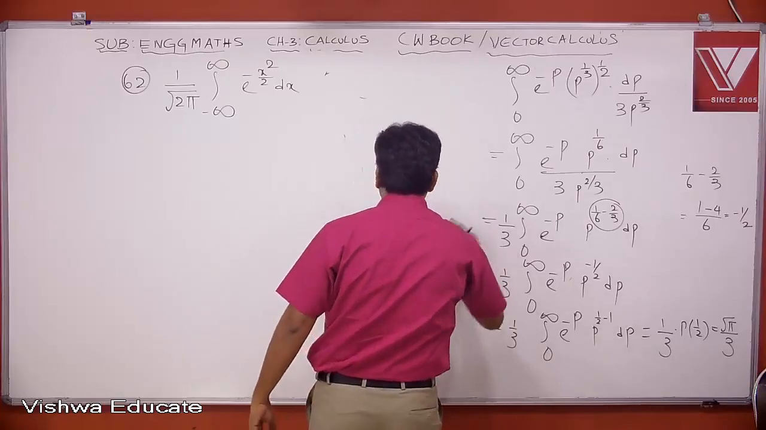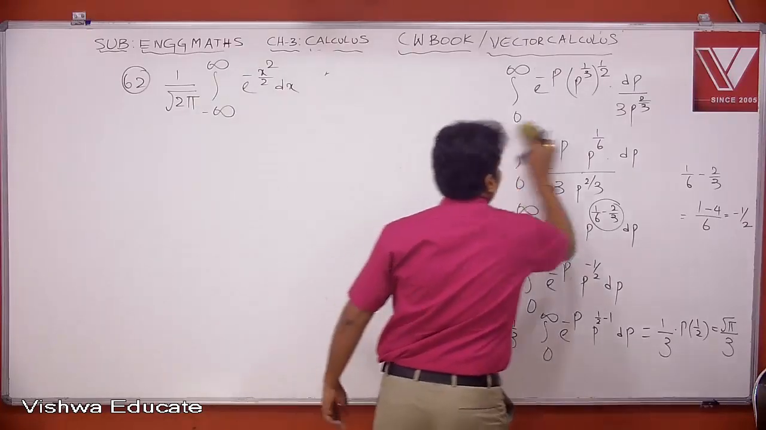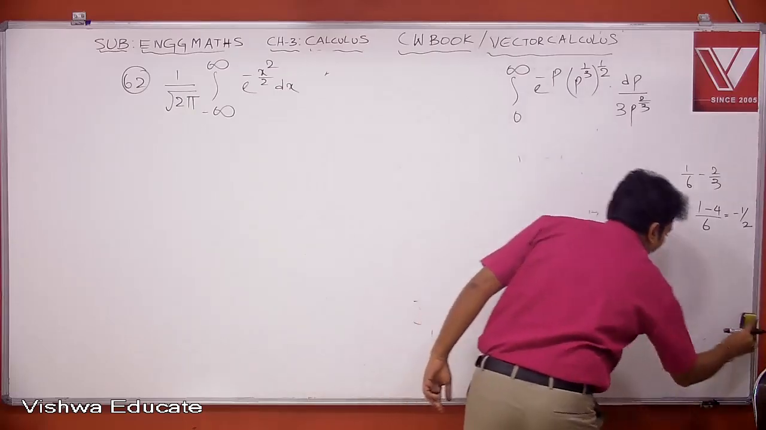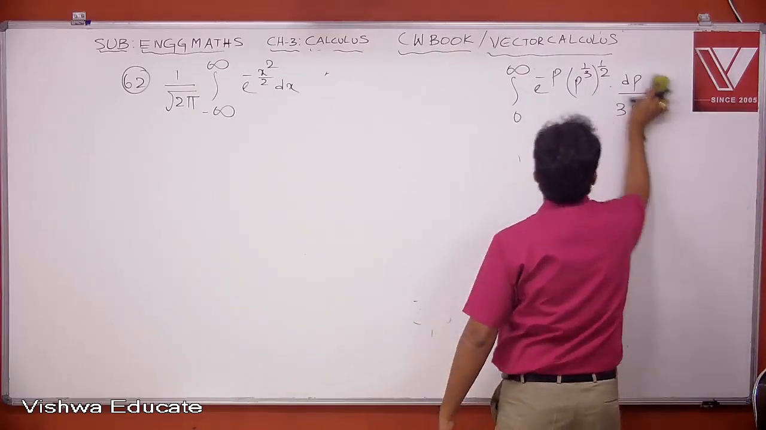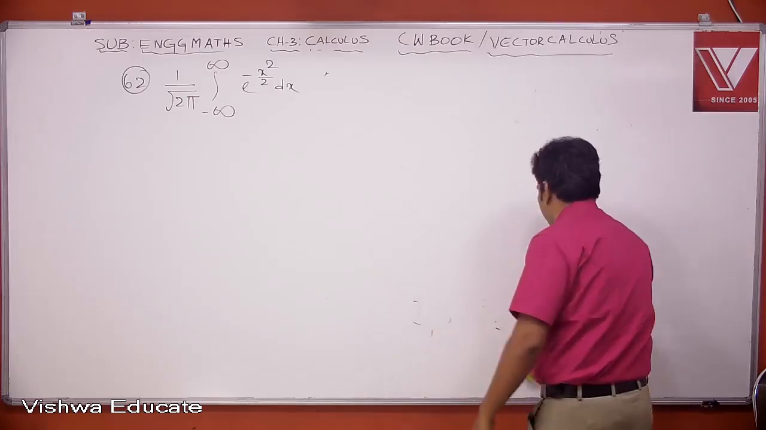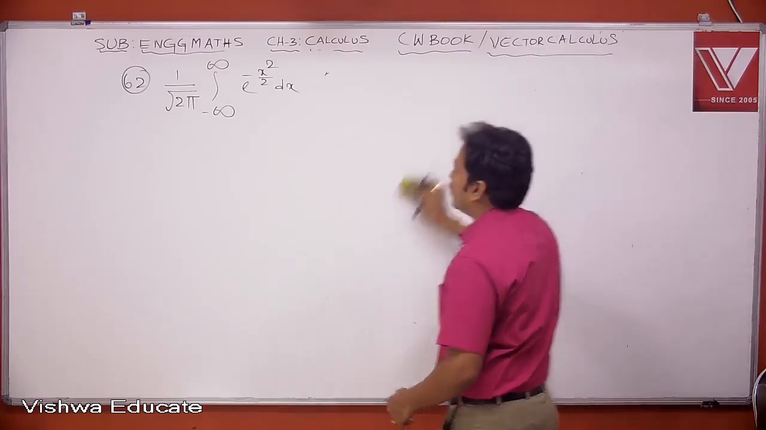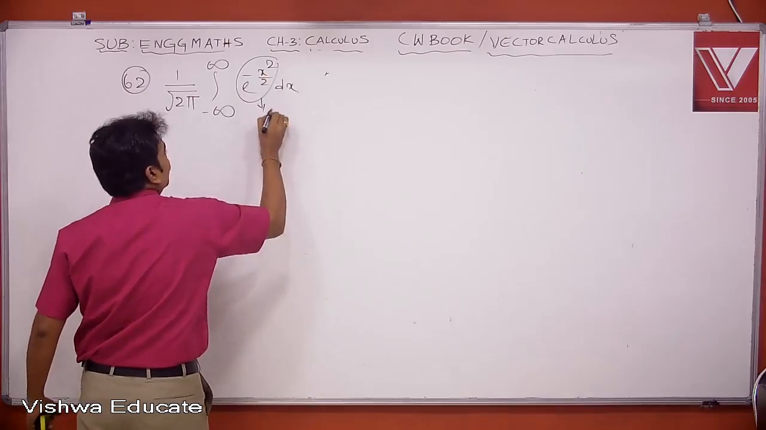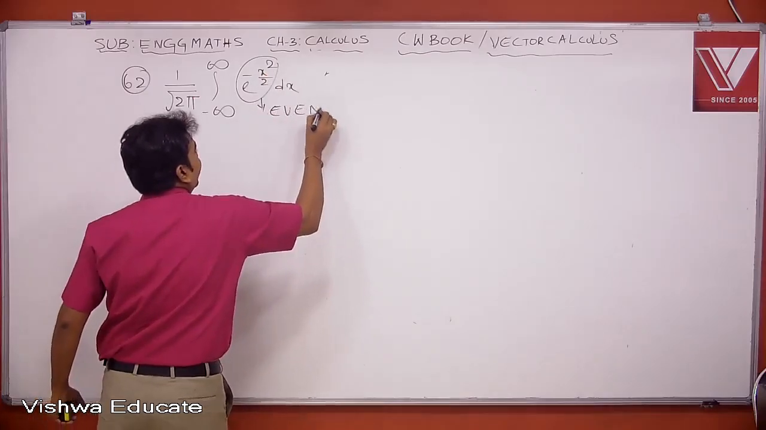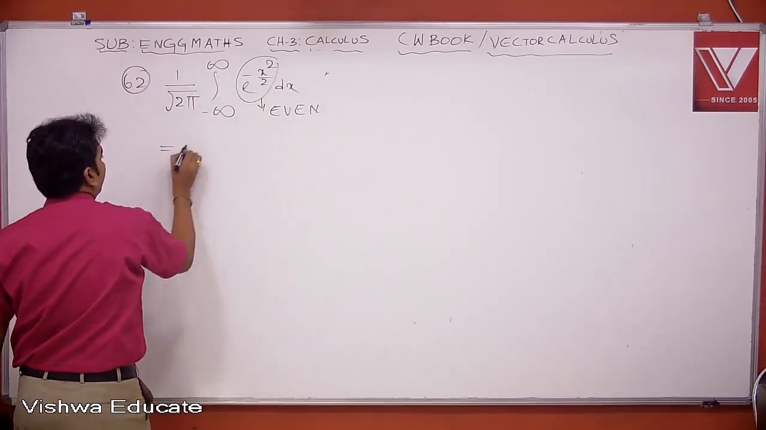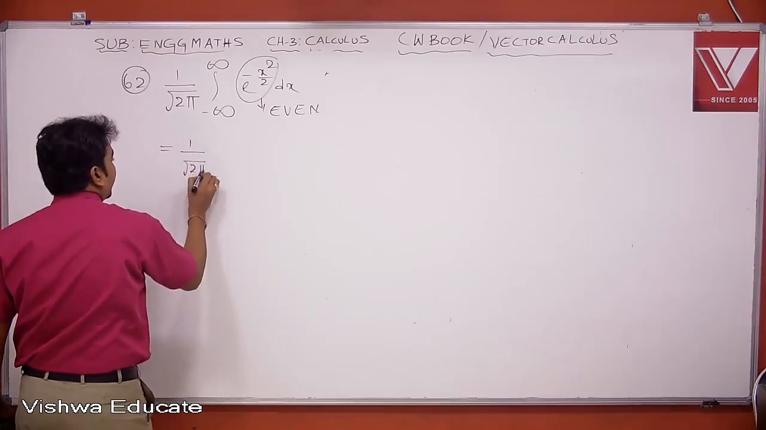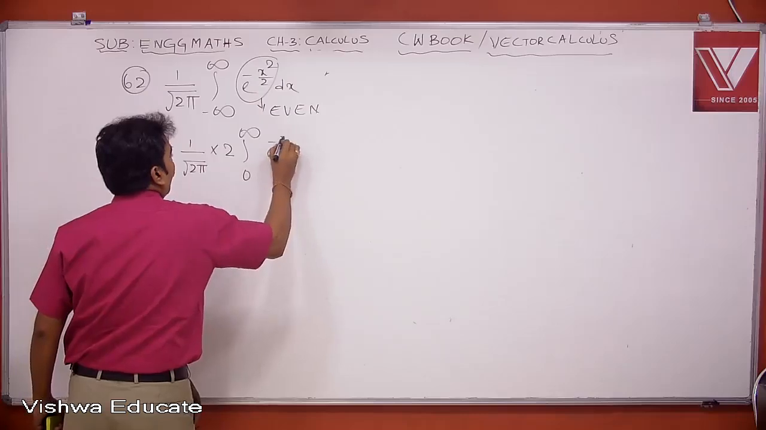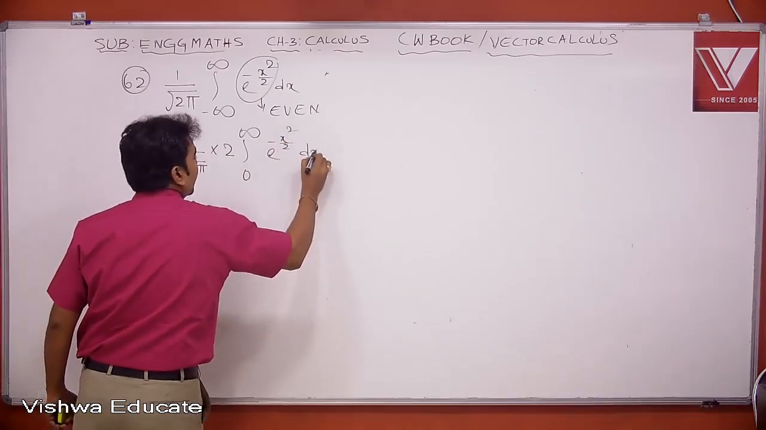Let us handle this. Here the limits are ranging from minus infinity to plus infinity. So check whether the given function is even or odd. This is an even function because the power of x is 2. So this is an even function. Therefore this integral becomes 1 by square root of 2 pi into 2 times integral 0 to infinity e power minus x square by 2 dx.